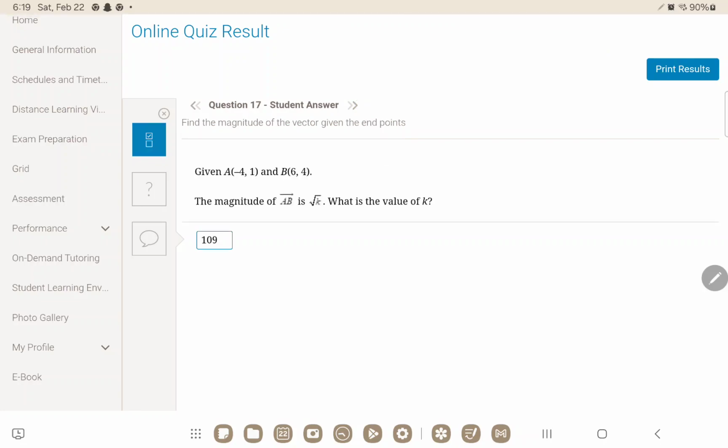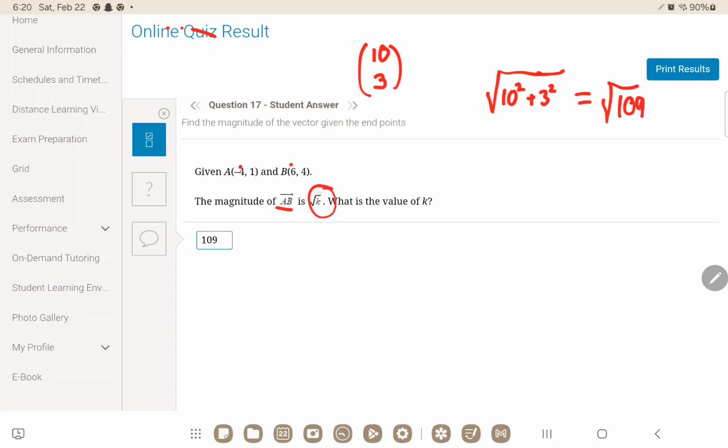You have two vectors, and you need to find their magnitude without being given the vector. Or you have 2 points. To find this, you find the vector AB. So you look at the x in A and the x in B. 6 minus negative 4 means from negative 4 you increased by 10 to reach 6. And from 1 you added 3 to reach 4. So this is your vector, right? Now to find the magnitude of this vector, it's 10 squared plus 3 squared, which is radical 109. That's it. So K is 109.